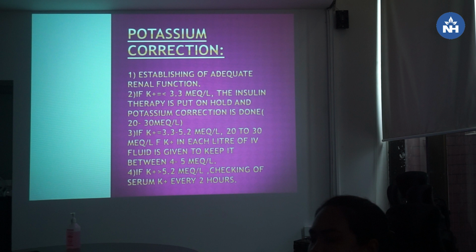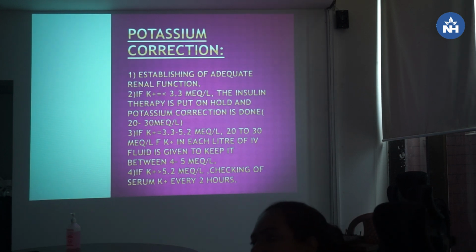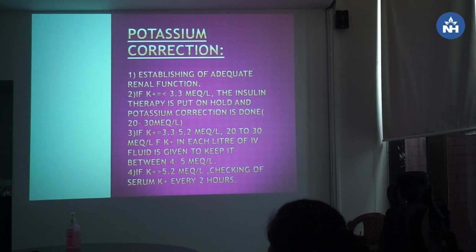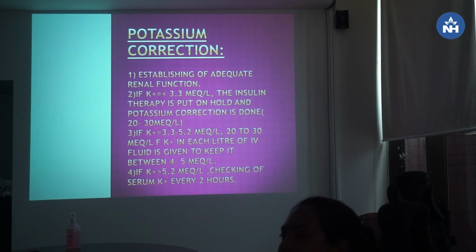One thing that is wrong is the potassium correction for less than 3.3, which is 20 to 30 milliequivalents per hour, not per liter. In modern practice, 20 to 30 milliequivalents per hour is first given. You can add it to the fluid.